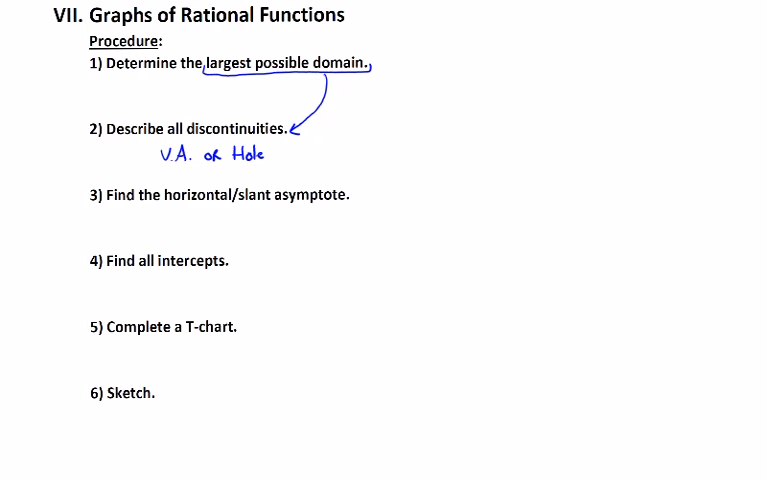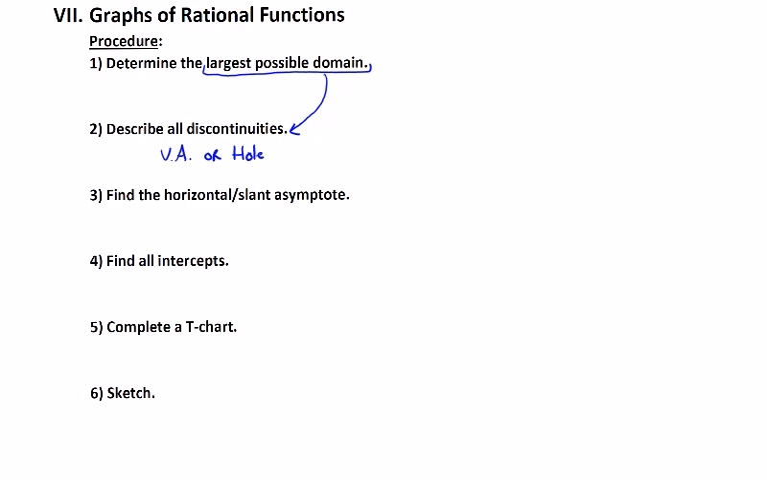Now while we're on the topic of vertical asymptote, the third thing I look for is a horizontal or slant asymptote. It is not possible to have both. You will either have one horizontal asymptote or you will have one slant asymptote. You will not have multiple of those, just one or the other, and that's it.